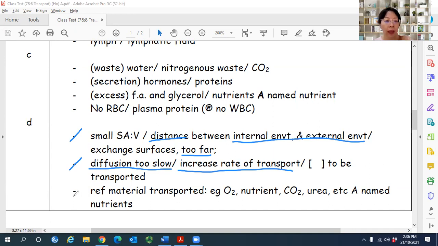And then number 3 is actually large quantity. I will say large quantity is a keyword. Large quantity of what? Large quantity can be transported. So you can say oxygen or nutrients, CO2, urea, water, etc. can be transported inside the blood vessel or in the blood. Okay. So next question.